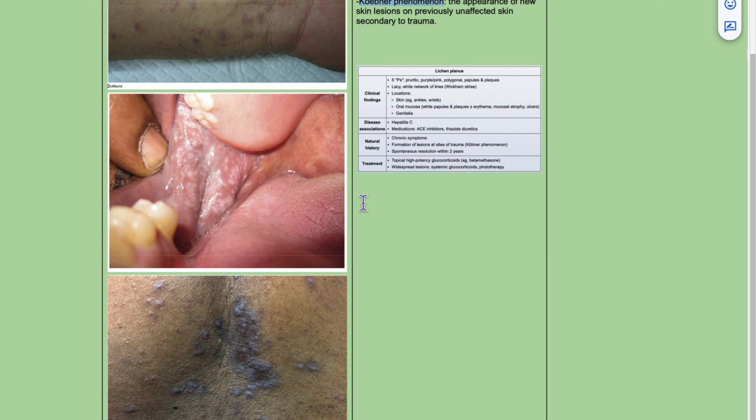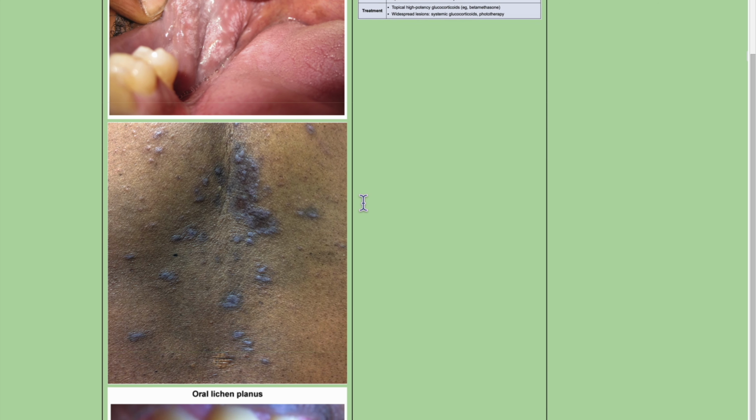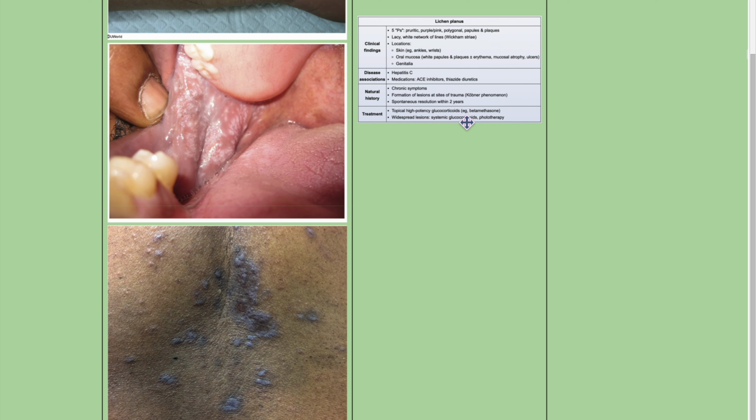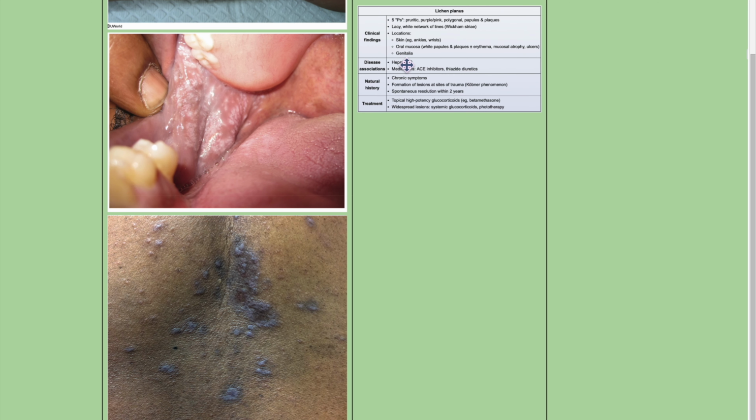Okay, so that and that. So mostly just steroid is what you give. And it's associated with hep C and ACE inhibitors and thiazide diuretics.